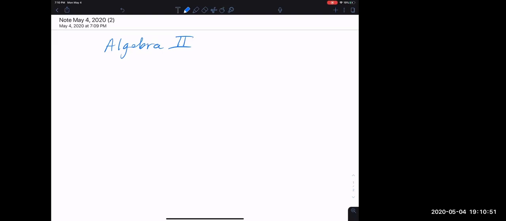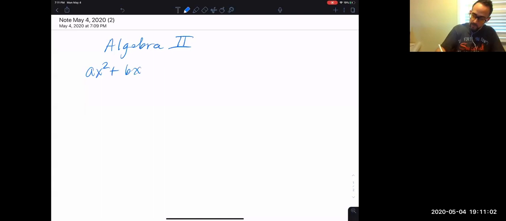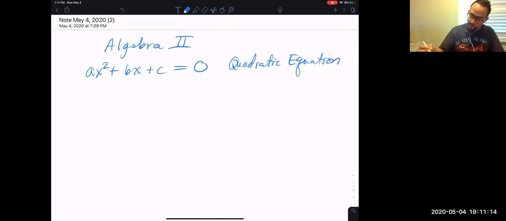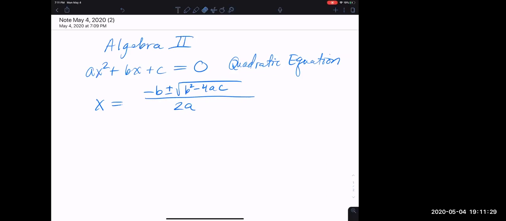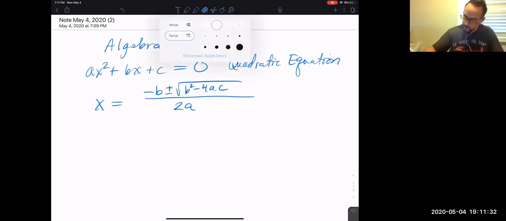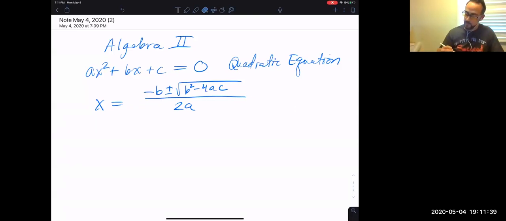I can use the quadratic formula to solve quadratic equations. ax squared plus bx plus c equals 0 is a quadratic equation. The quadratic formula is x equals negative b plus or minus the square root of b squared minus 4ac, divided by 2a, okay? That's the quadratic formula, which gives us the solutions to any quadratic equation.